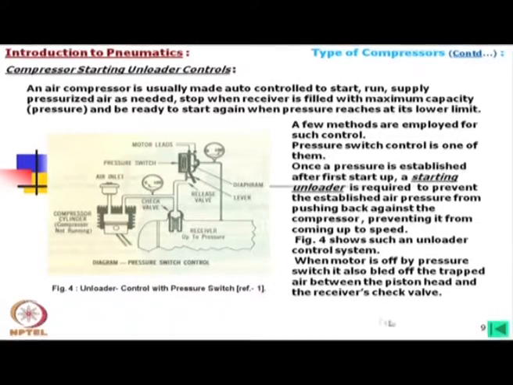When the motor is off by the pressure switch, it also bleeds off. This operation is called bleed off of the trapped air between the piston head and the receiver's check valve. This is the receiver's check valve. It enables the compressor to start again whenever needed.